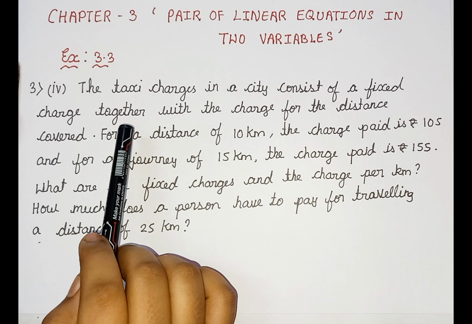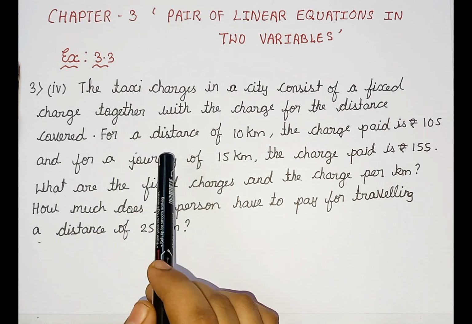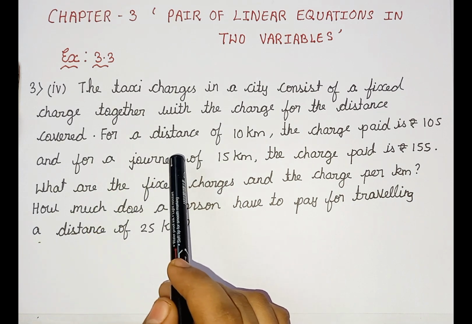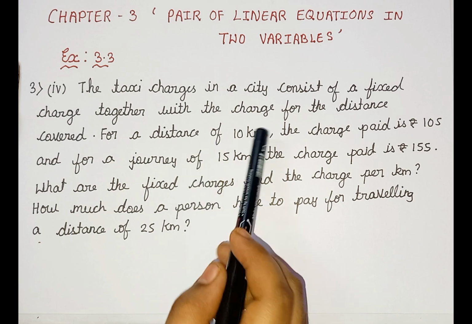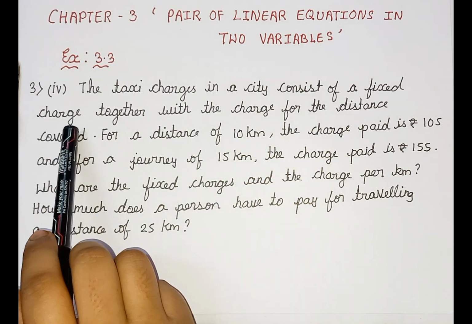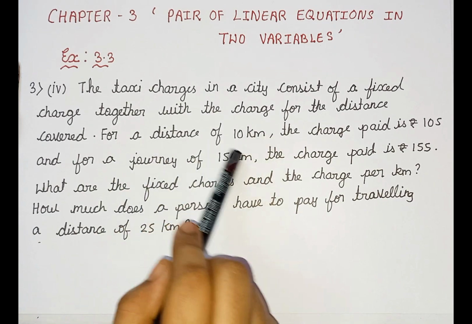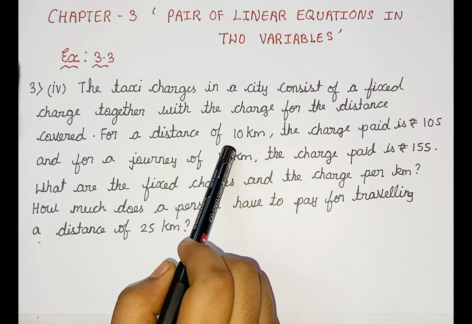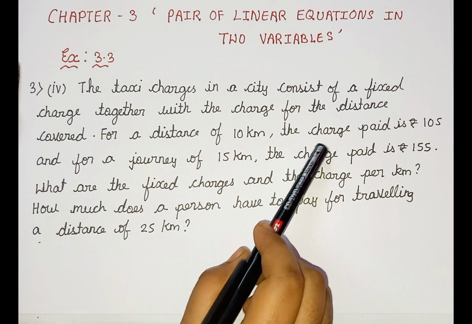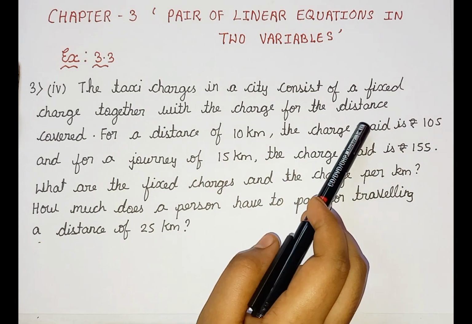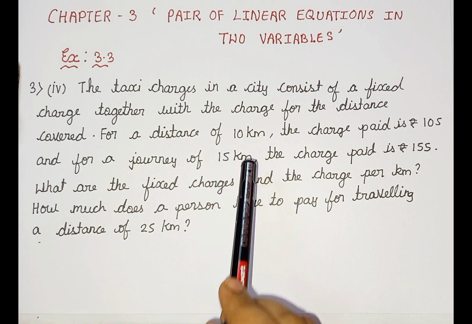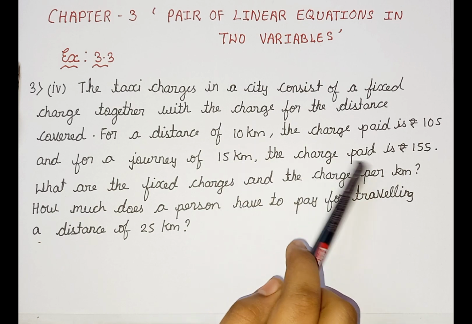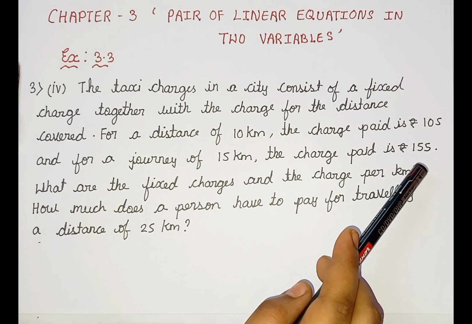Of course you know, if you go for 10 km we have to pay this much amount. Likewise here also there is a fixed charge. If the distance is 10 km we have to pay rupees 105. If the distance is 15 km then we have to pay rupees 155.